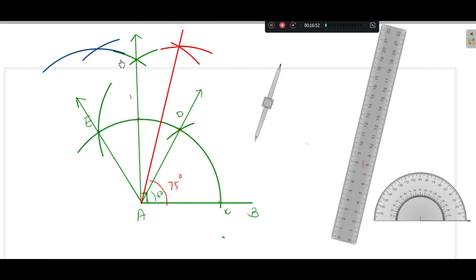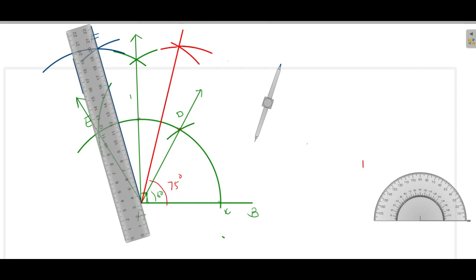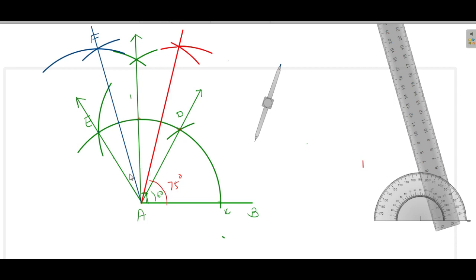So what are we going to do? We are going to join this point. Suppose this is D. D is done, right? Now we will mark it as suppose F. So if we join AF, this AF ray will be making an angle 105 degrees with AB. So let us do that. Now this blue ray is making an angle of 105 degrees with AB. This overall angle will be from here to AB. It will be 105 degrees.